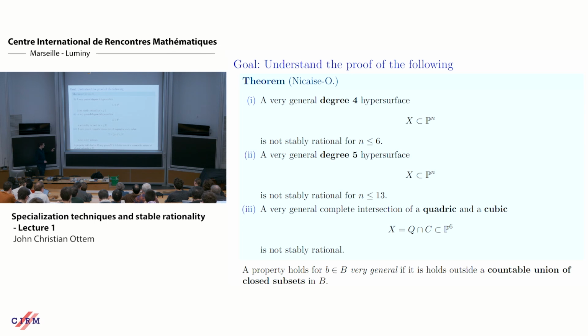So just one word about this very general. It just means that you have a parameter space, and the property is supposed to hold outside a countable union of closed subsets. So it still holds for most hypersurfaces, but it's not like you can choose them in an open set, because you might need to remove infinitely many things. So that's what very general means.